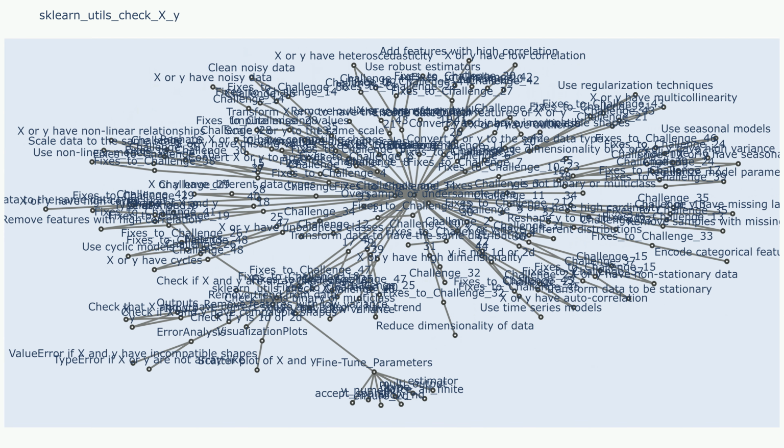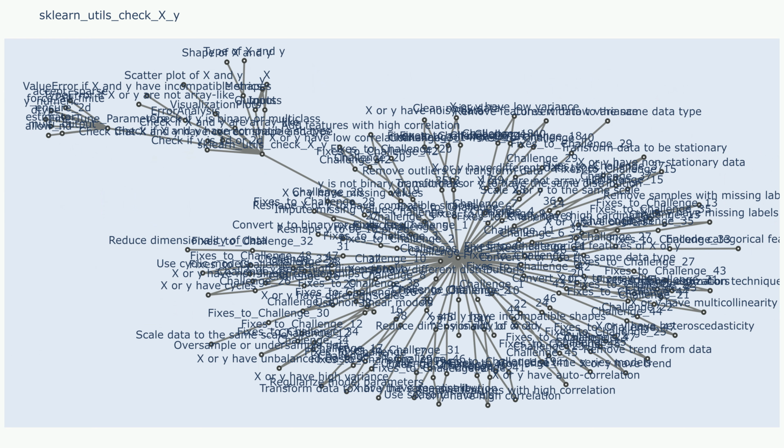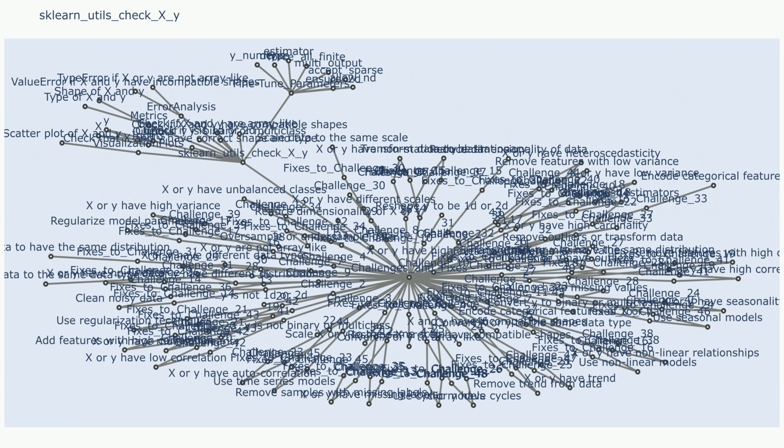Challenges and fixes: challenge 1, input data contains invalid data types. Sample use case that resulted in challenge 1: passing a list instead of a NumPy array for X. Fix for challenge 1: convert the list to a NumPy array before passing it to check_X_y. Challenge 2: input data has incorrect dimensions. Sample use case that resulted in challenge 2: X has a one-dimensional shape instead of a two-dimensional shape. Fix for challenge 2: reshape X to the required two-dimensional shape.